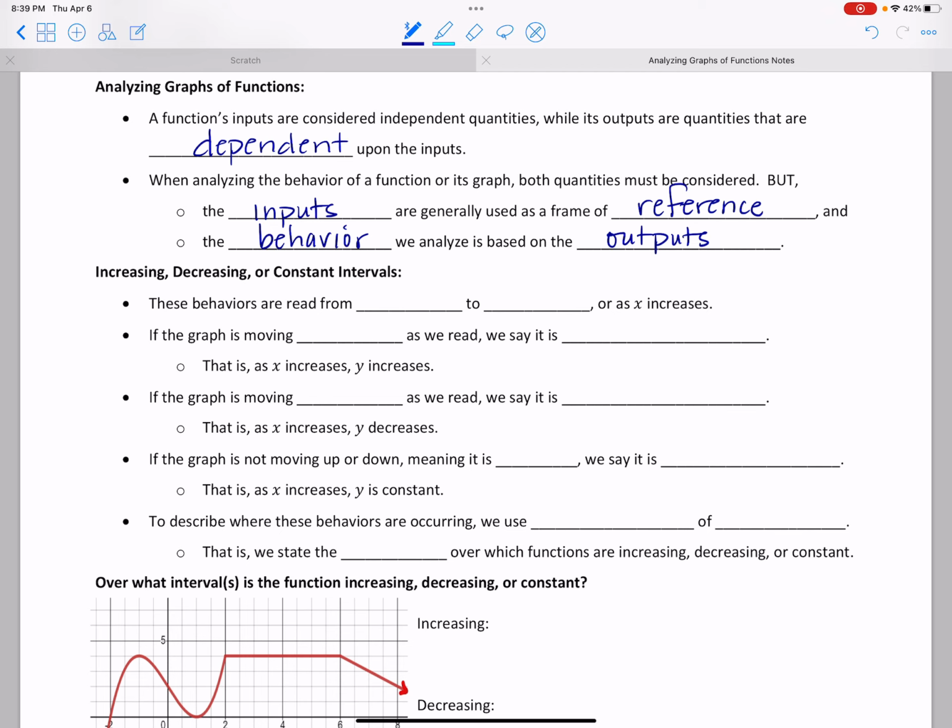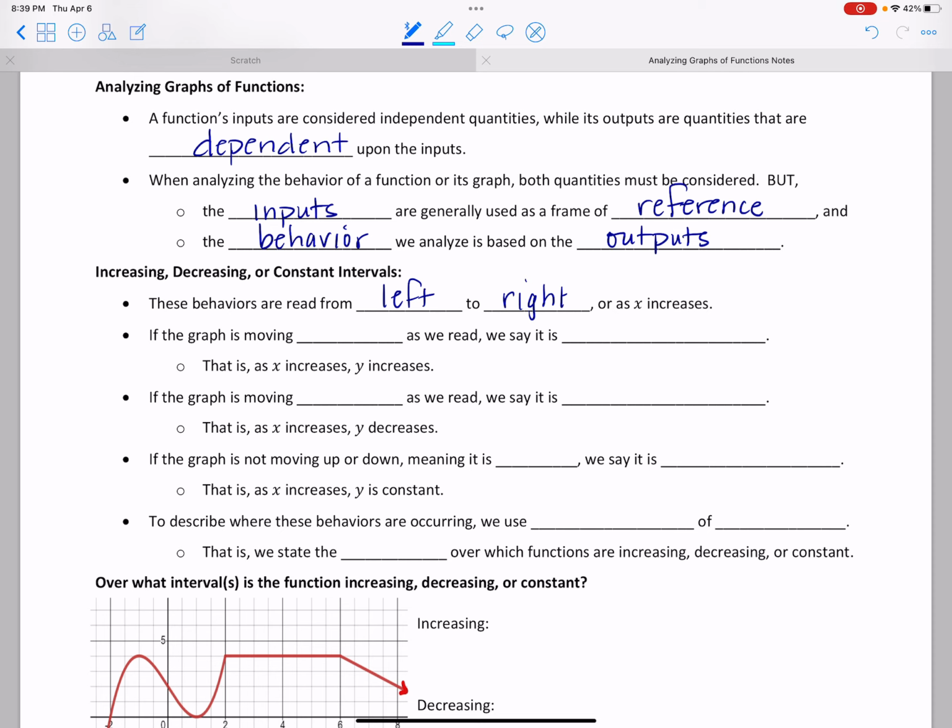So, speaking first about increasing, decreasing, or constant intervals. When we're reading these behaviors, we are reading our graphs from left to right, just like we read a book. So from left to right. Now, if we're on the x-axis, reading from left to right, what's happening to the x values is they are increasing. So we are identifying intervals that are increasing, decreasing, or constant as x increases. That's our frame of reference.